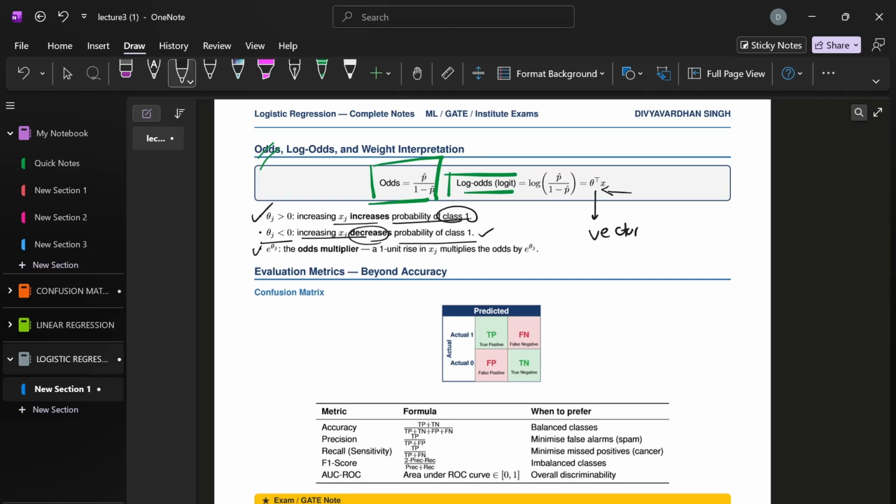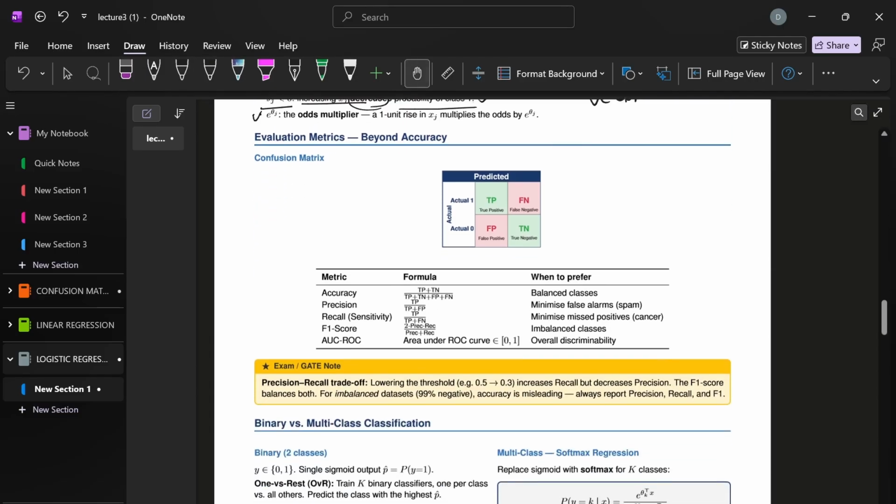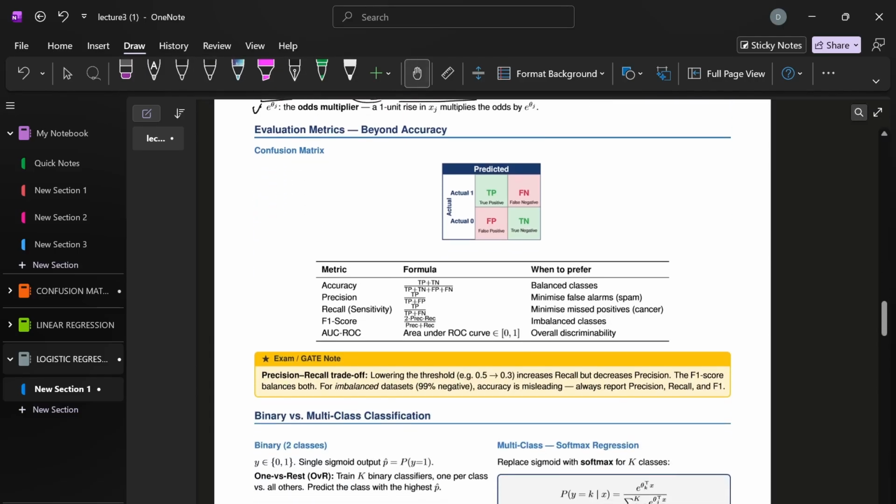Yeah, so let's move towards another section, that is section 7, the evaluation metrics. We have already covered all these evaluation metrics, the confusion matrix and all that, in our previous videos: accuracy, precision, F1, recall, AUC, ROC curve. AUC and ROC curve we will be covering in the other sections.